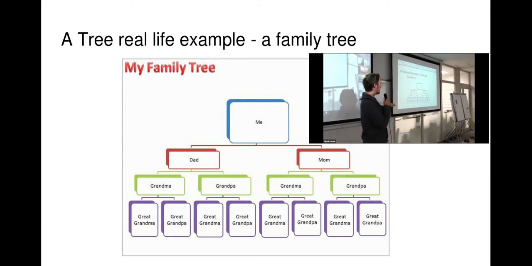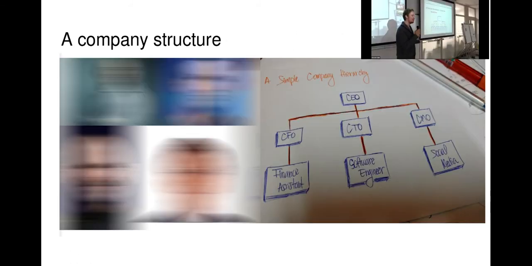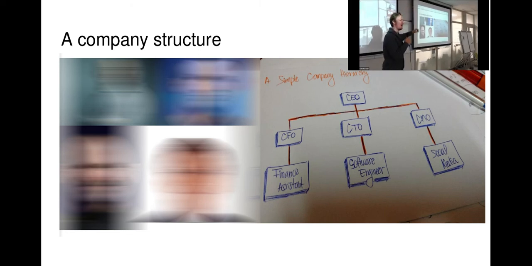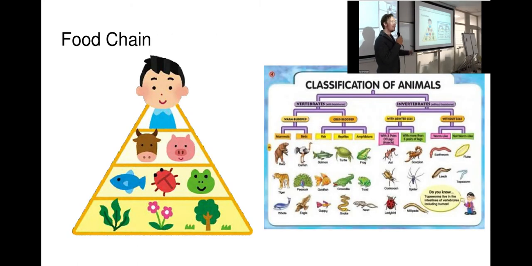And in the next slide, we can see companies often have a structure like a tree. The boss is at the top, and then more people underneath. Okay, and one more example of trees. We can talk about the food chain as trees. So instead of data now we've got animals, and this animal eats this animal, and this animal eats this. So the data is animals, and the relationship is eats.